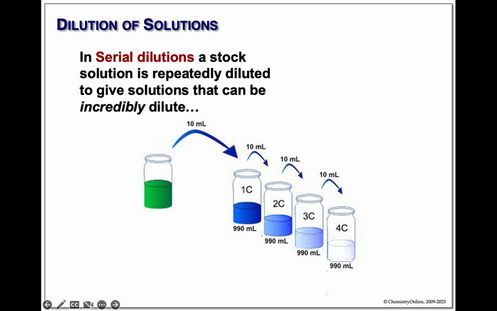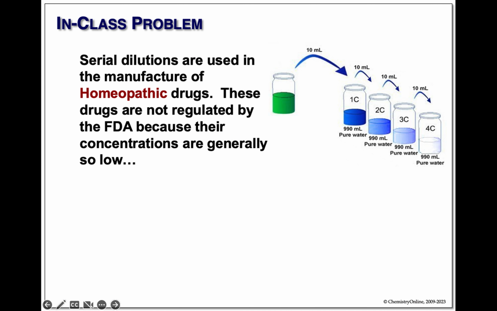This is also used in what are known as homeopathic drugs. Now, homeopathic drugs are things that are not regulated by the FDA because the concentrations of the active ingredients are so incredibly low that they don't do anything. So the FDA says it doesn't matter. Those are just trace amounts. They do that using this same sort of serial dilution. Start off with something, wind up with something that is very, very, very dilute.